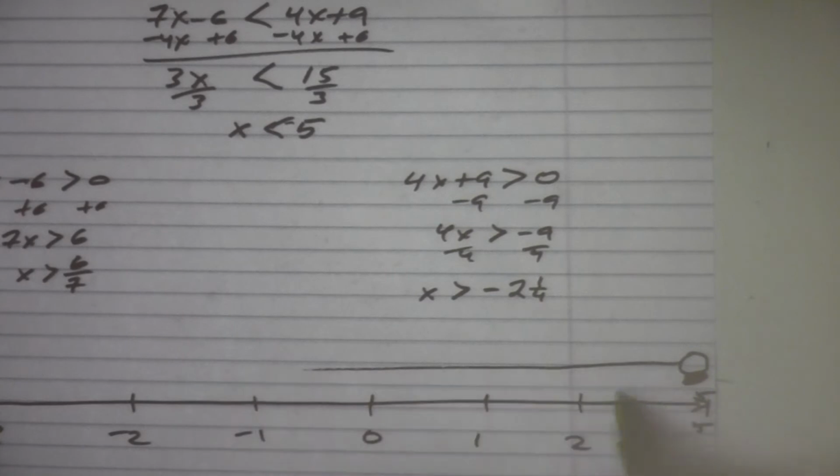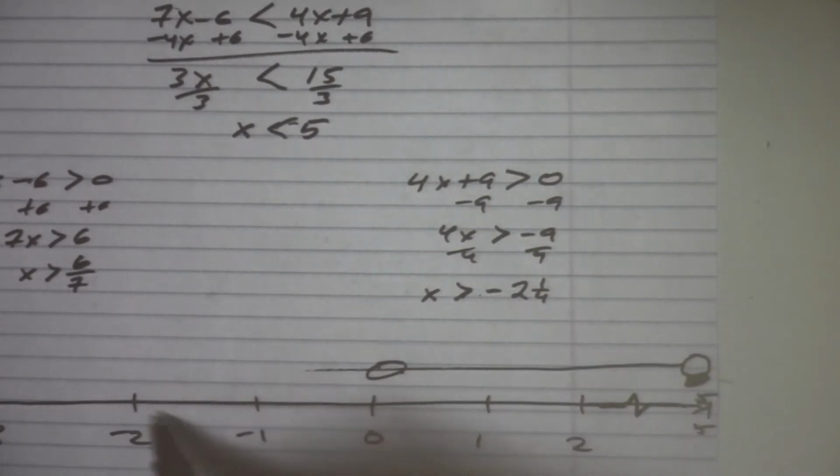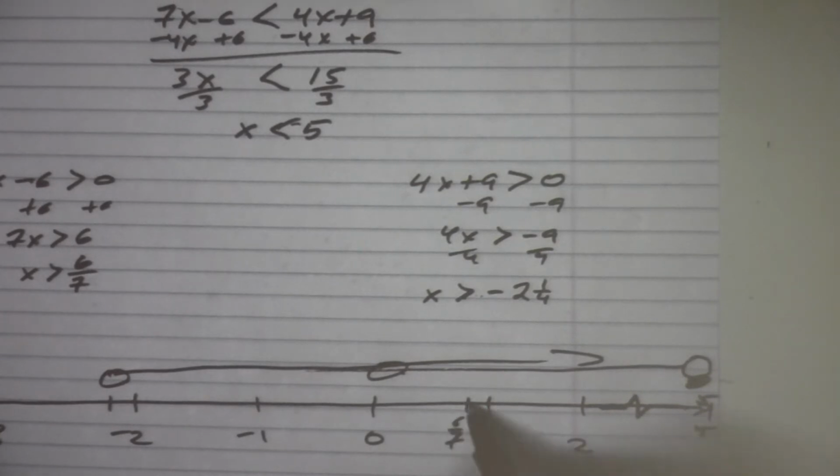At 5 on down, I'm going to do this with the graph, because that symbol here is what tells you that there are numbers in between the 2 and the 5. So if that one's going this way, whoops, that one has to stop here. And then over here now, this is greater than negative 2 1/4. And this one's greater than 6/7, which is a little less than 1. Let's say 6/7 here.